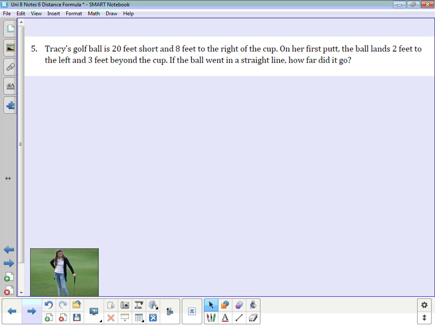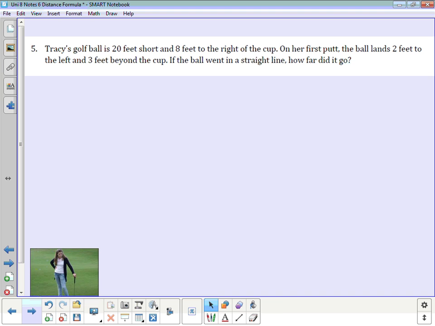Let's take a look at the last question on this front page. It says Tracy's golf ball is 20 feet short and 8 feet to the right of the cup. On her first putt, the ball lands 2 feet to the left and 3 feet beyond the cup. If the ball went in a straight line, how far did the ball go?